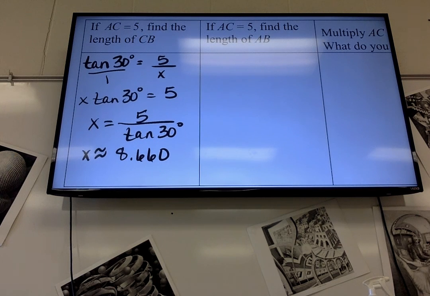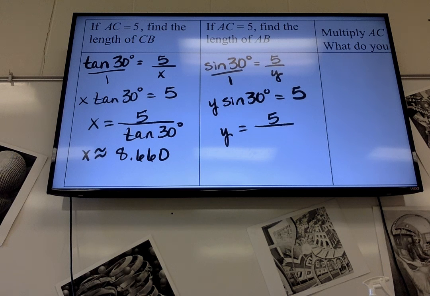So, we said that was sine. So the sine of 30 degrees equals, it was opposite over hypotenuse. Let's see here. Shelby, what's opposite over hypotenuse? Opposite over hypotenuse is sine. Yes. And then which numbers am I going to plug in for opposite over hypotenuse? 5 over y. Good. Okay, cross multiply. Y times the sine of 30 equals 5. Divide by the sine of 30. Jenna, what'd you get? 10. Yes.